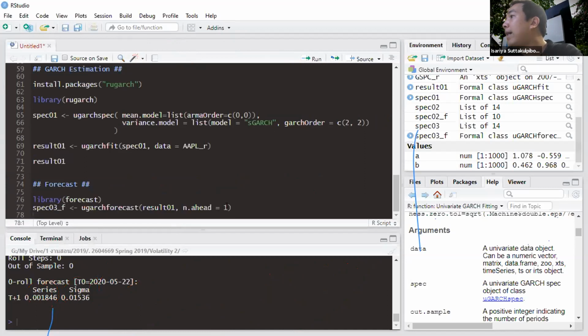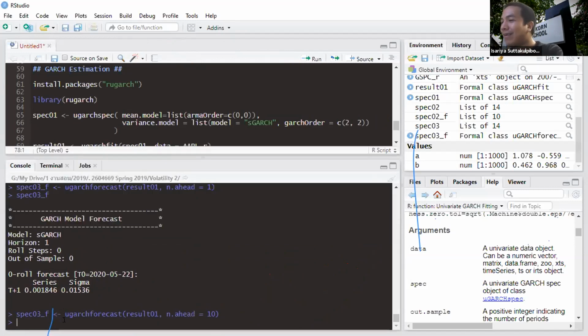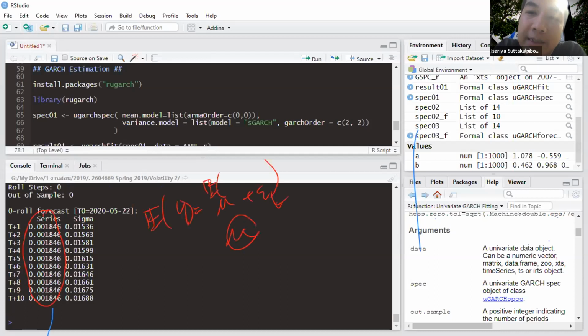You can do 10 steps. Okay. Then spec 03 underscore F. There you go, right? Okay, why is this the same number? Because your model basically is just y equal to mu plus epsilon, right? So if you take expectation on both sides, then you just get the mu. Therefore, the same mean, right? But the variance changes.